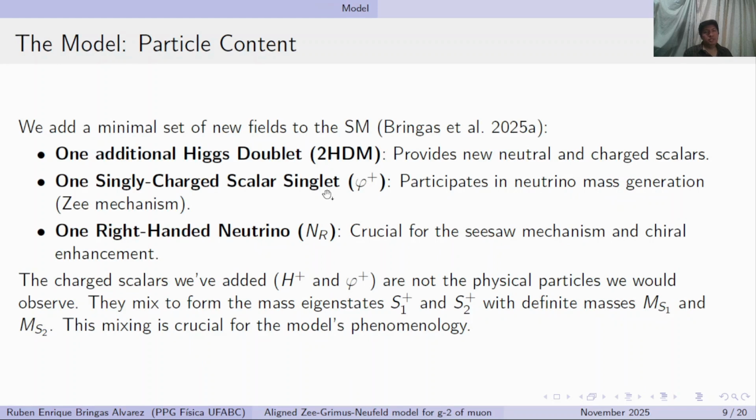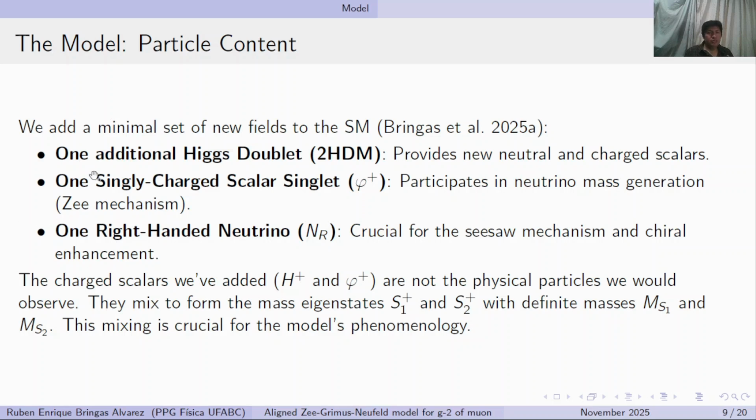Now we talk about the particle content. In the paper published this year, we use this model. We add one Higgs doublet, and we use a two-Higgs-doublet model. We also add one singly charged scalar singlet and one right-handed neutrino. The reason to add these new particles is to use a mechanism to generate neutrino masses.